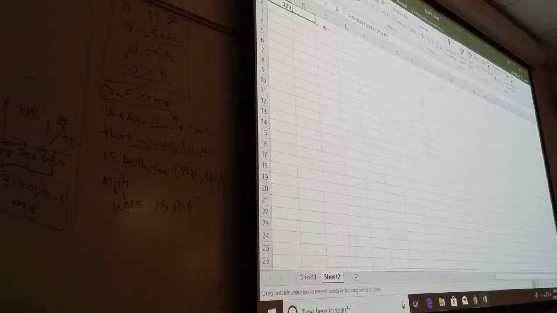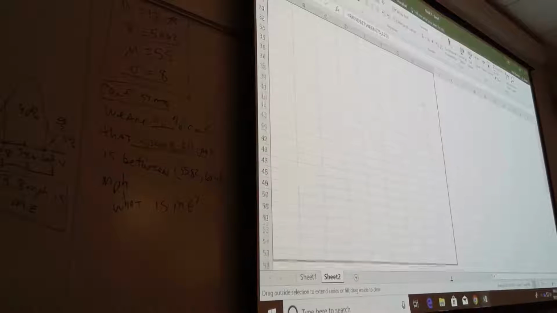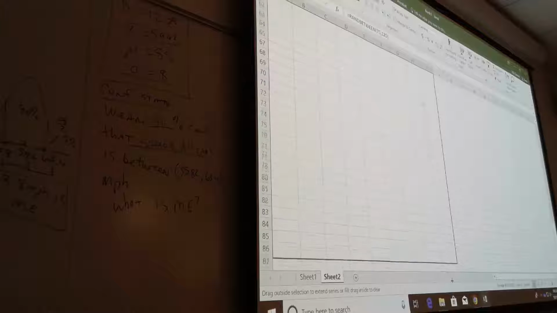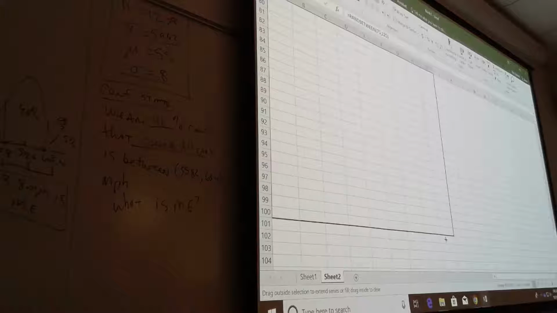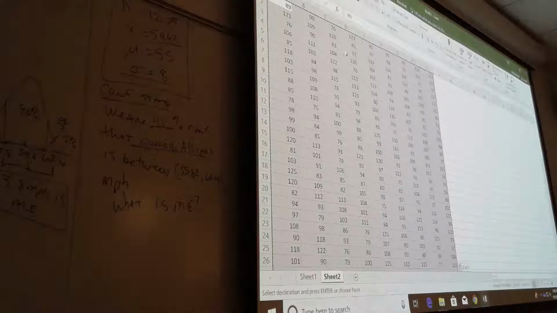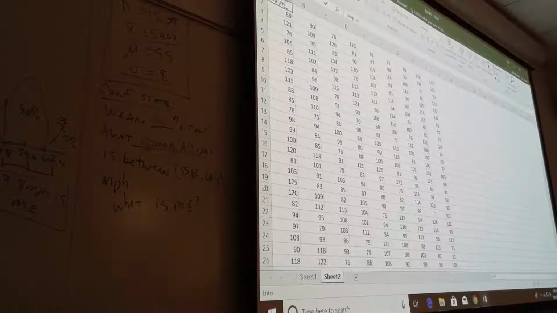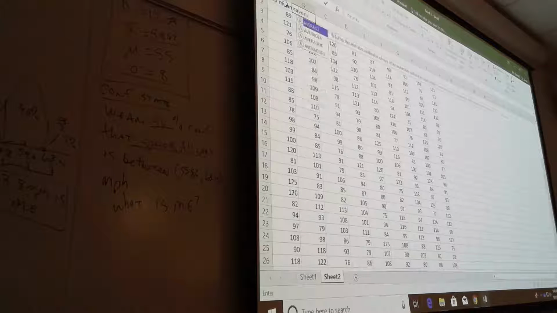1, 2, 3, 4, 5, 6, 7, 8, 9. We're going to go down 100 rows. We're going to copy this. We're going to say paste special values. Okay, insert. I'm going to find the population mean. So the population mean equals the average of everything here.